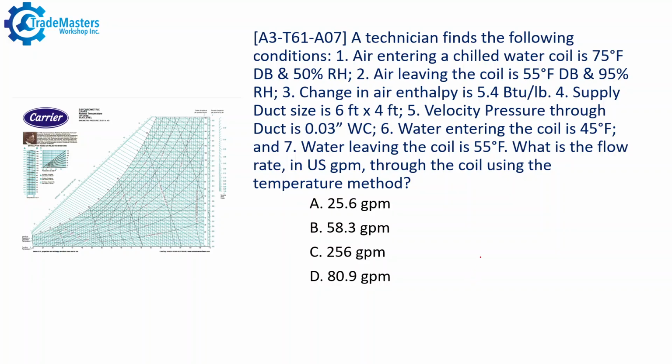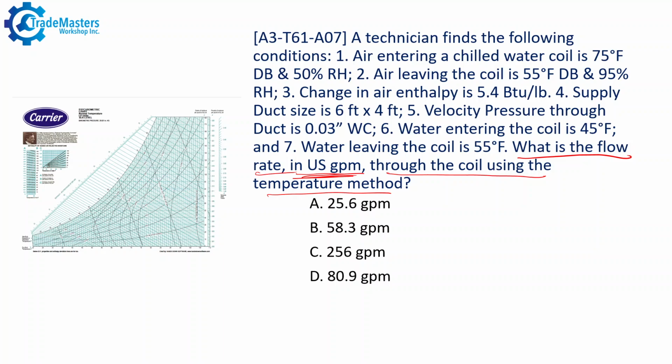In this particular question, our ask is, what is the flow rate in US gallons per minute? That's important to distinguish it from imperial gallons per minute. So we want to know our flow rate through the coil using the temperature method. So this is another standard formula from your reference manual.